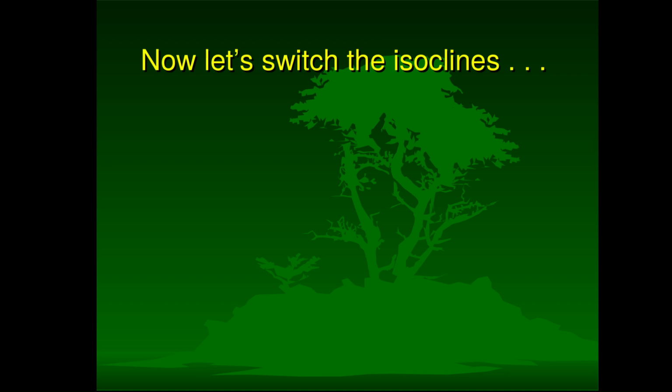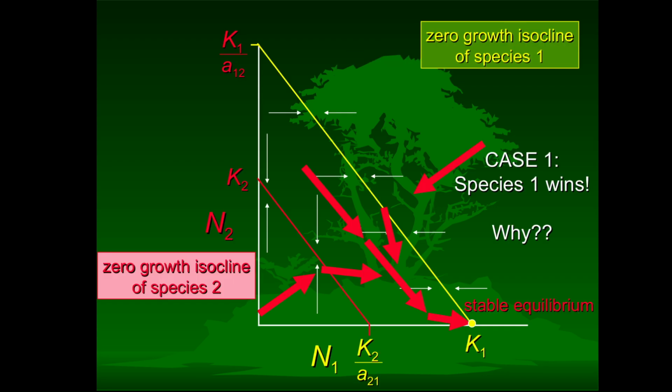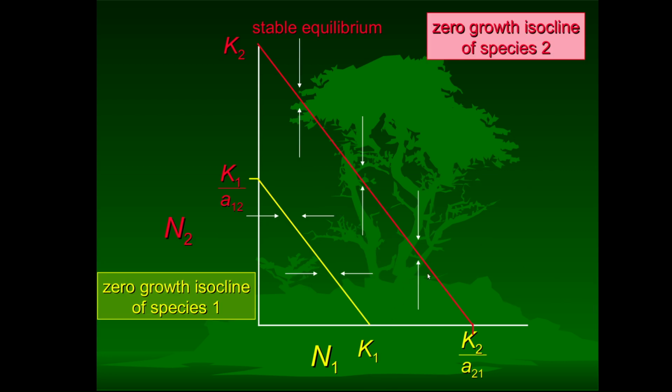Okay, so let's switch the isoclines. In this case, the yellow is above and the red is below. Now we switch them so the red is above and the yellow is below. All right, so now what happens? This is case 2. Species 2 wins for exactly the same symmetrical reasons.